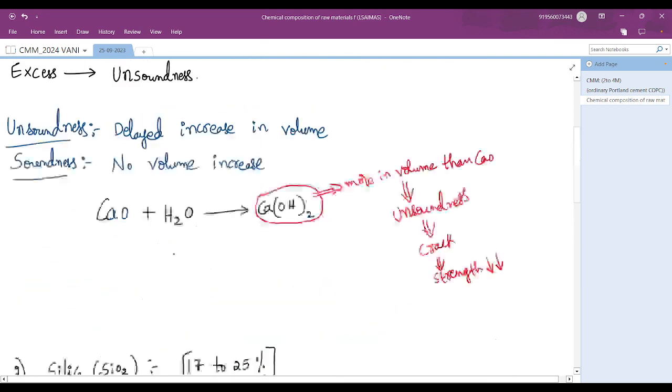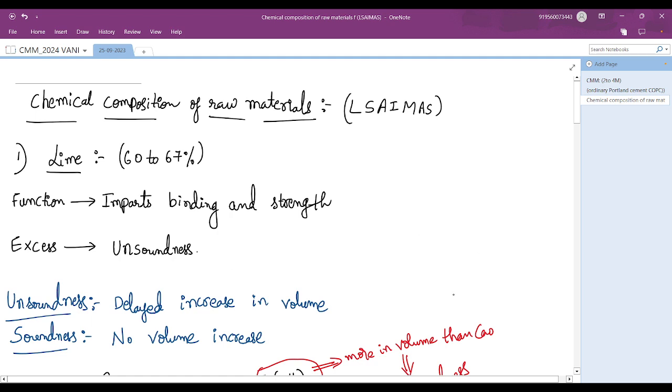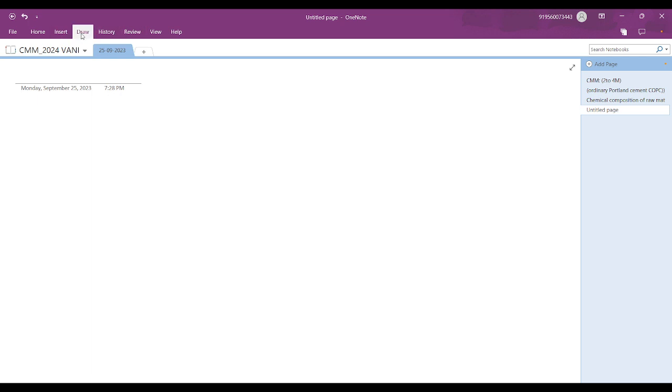Clear, all of you? Please respond so that I can proceed to the next, that is manufacturing of the cement. So next is manufacturing of the cement. Here let us see how the cement is manufactured and what the methods and steps in it are.